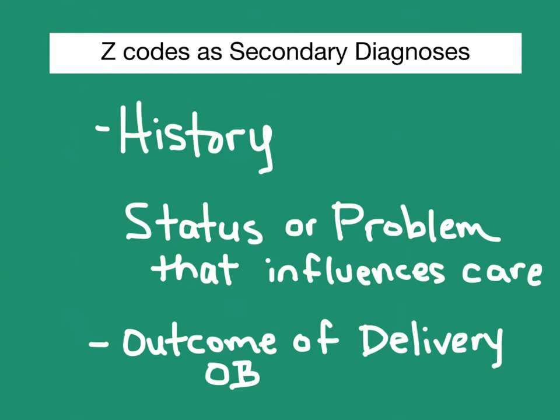Z codes are used as secondary codes when a patient has a history, whether that's a personal history or a family history of a medical condition, or when a health status or problem is not in itself a health condition, but may influence or affect the care which is given to the patient. Z codes as a secondary diagnosis are also used when coding for the outcome of a delivery of childbirth. So again, we will discuss this later in the semester.